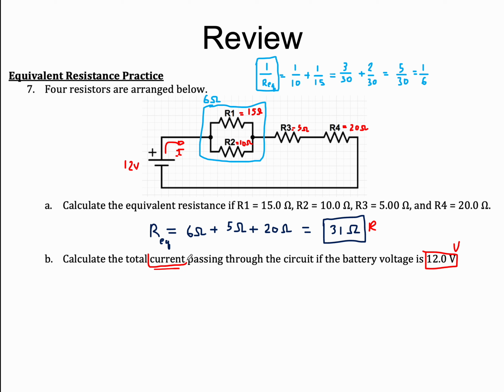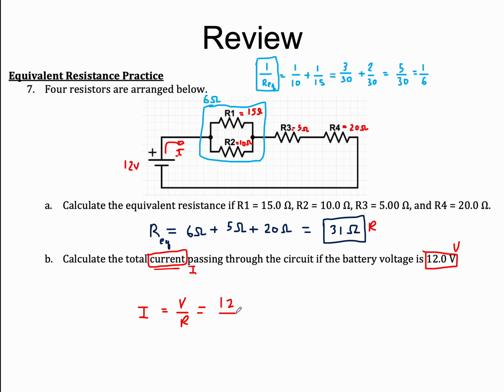And so, of course, the equation you want to use here is something that includes resistance, voltage, and current. Yeah, good old Ohm's Law. It's just going to be equal to V over R. And in this case, 12 over 31.